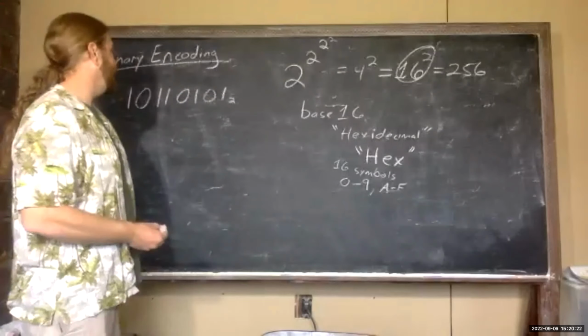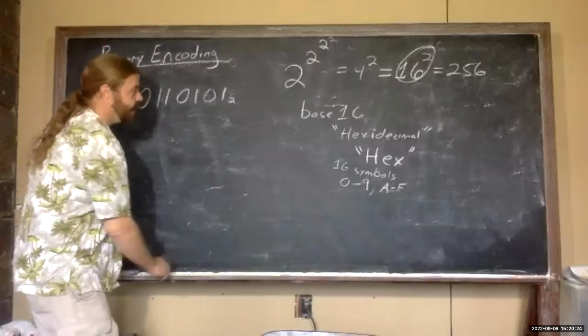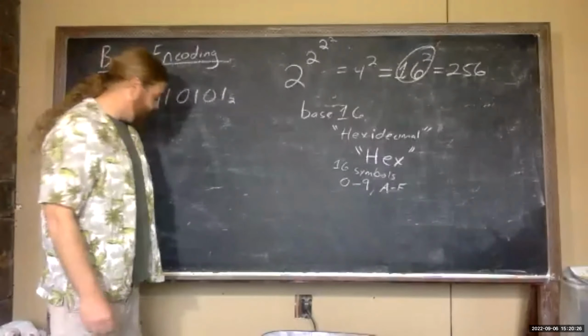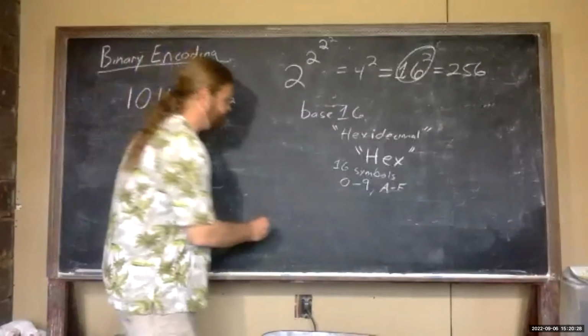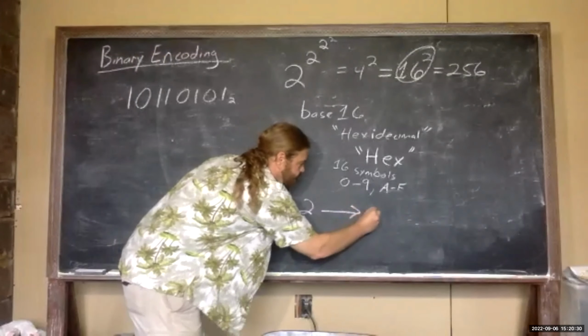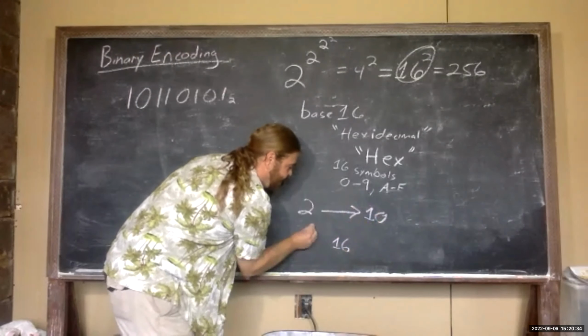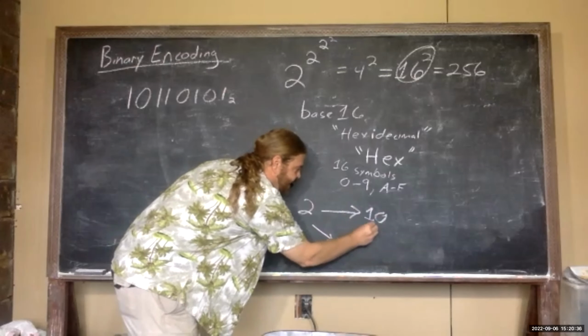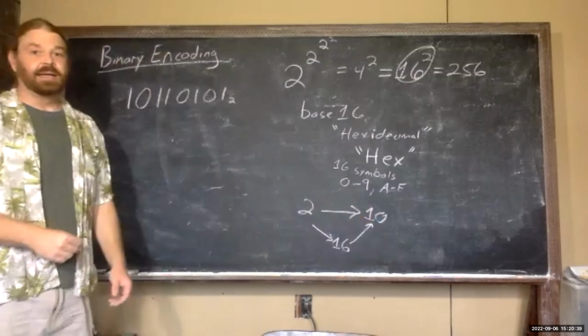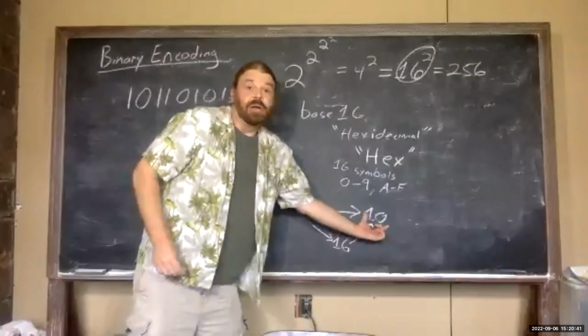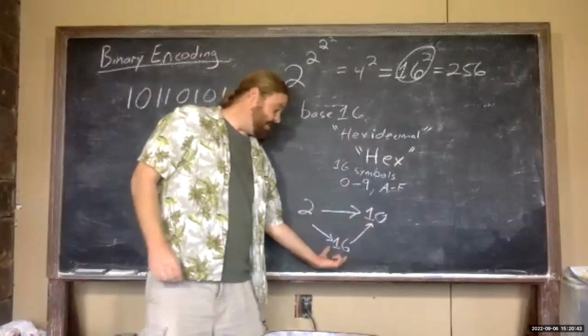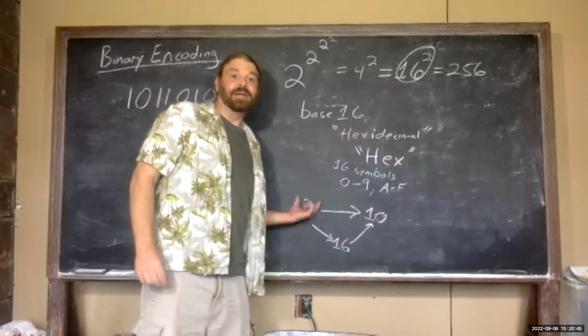Or a quicker way, instead of going straight from base 2 to base 10, it's actually easier if we go over to base 16 and then back to base 10. And same way, if we have a base 10 number, it actually becomes easier if we go to hexadecimal and then binary.